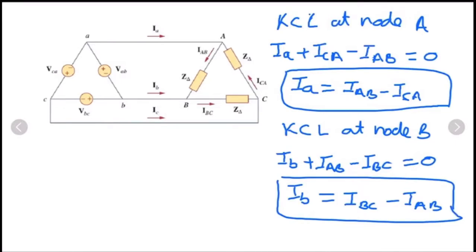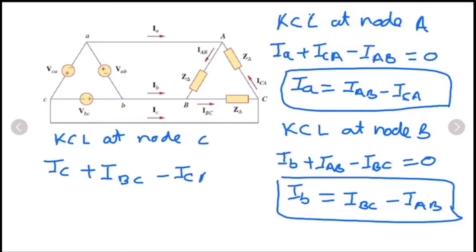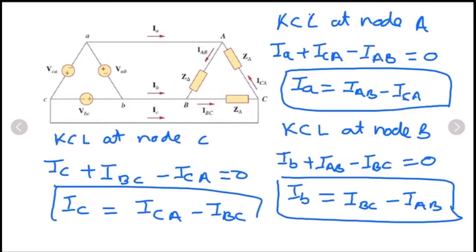Now KCL at node C. So at point C we can see that IBC is your incoming current, IC is your incoming current, and ICA is your outgoing current. So the equation will be IC plus IBC minus ICA is equal to 0. Again after simplifying it we will have IC equal to ICA minus IBC. So these are three equations.